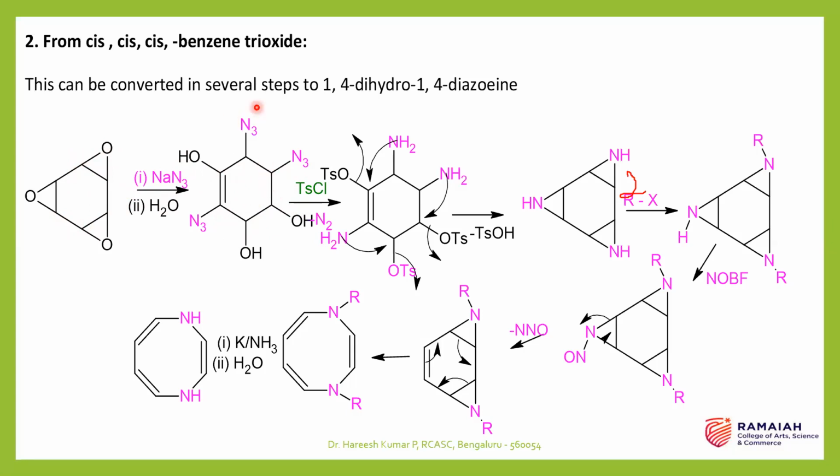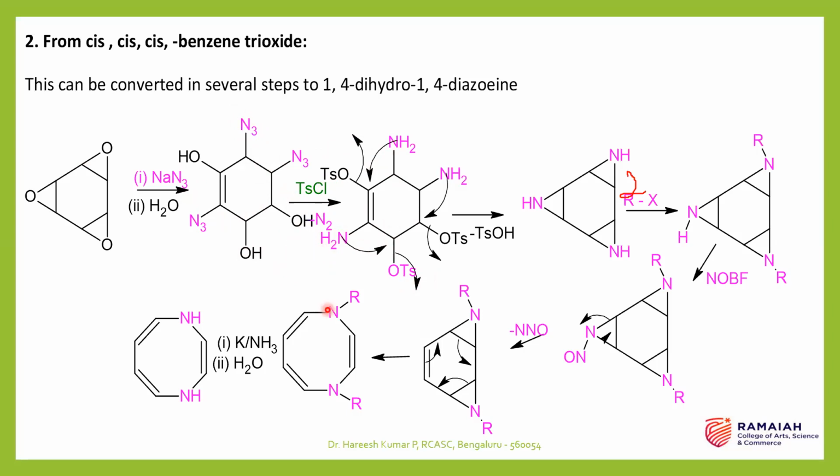Then afterwards, what will happen? As usual, tosyl chloride, TsCl, is used. In this tosyl chloride reaction, N3 loses N2, and the remaining N reacts with the tosyl group. Similarly, what you can observe here, the three hydroxy groups also react with the tosyl chloride and are converted into tosylate. OTs is called tosylate. So an intermediate is obtained like this.